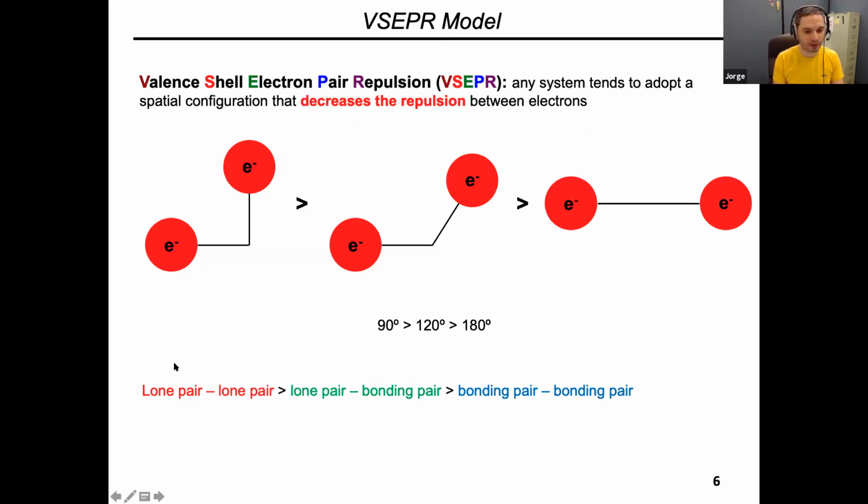And now the second rule: the repulsion between two lone pairs is stronger than the repulsion between a lone pair and a bonding pair, which is stronger than the repulsion between a bonding pair and a bonding pair. So every time you have a lone pair on the central atom, usually the repulsion will increase, and that will affect the molecular geometry. And of course, here we are looking at the molecular geometry for the central atom.